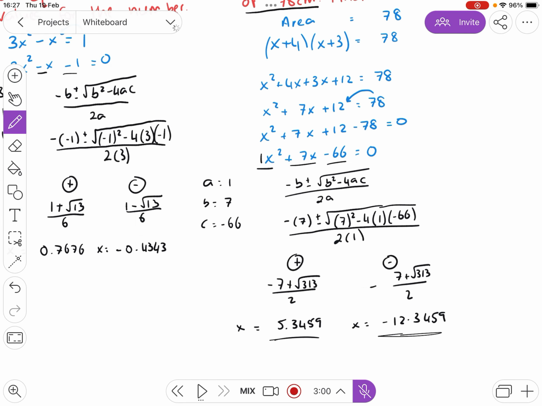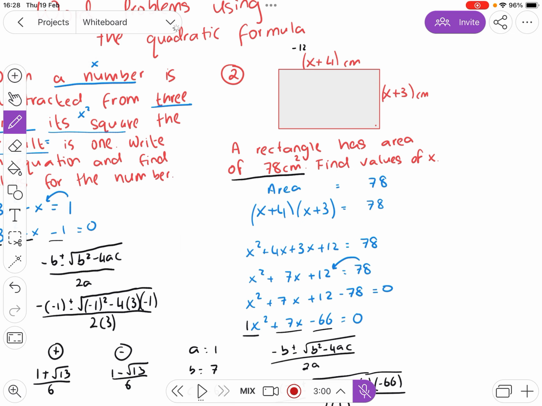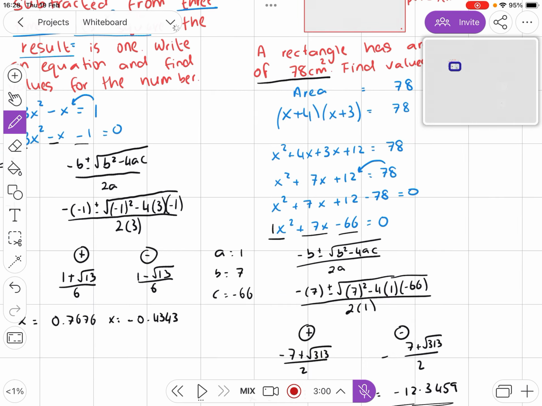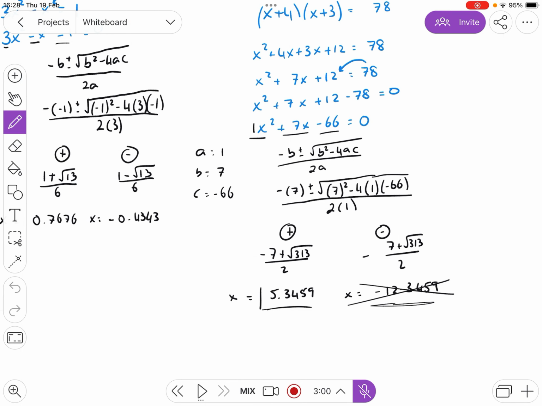Whereas if I fill in the minus 12.3459, minus 12.3459, add 4, that's going to give me a negative 8.3459. I can't have that as a length. So I'm not able to have a negative length there. So what I would have to say at the bottom here is that really the only value that I can have for x is this one here, because I can't have a negative value. Can't have a negative value for a length.